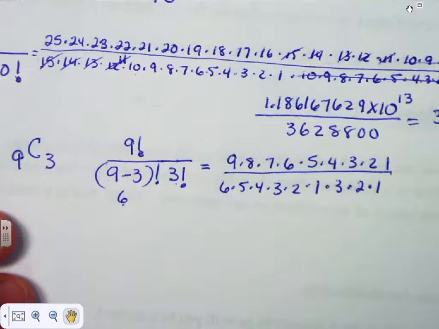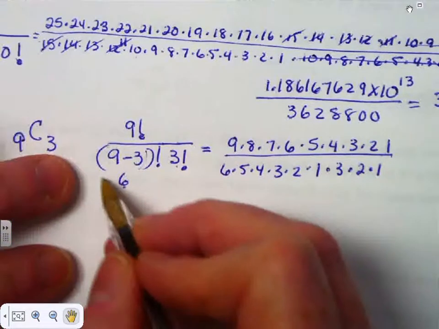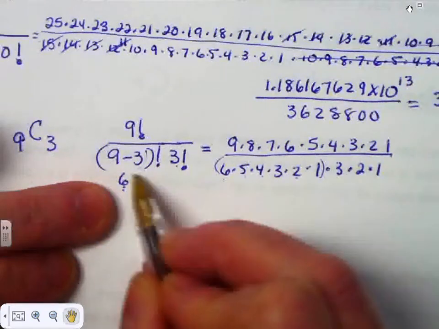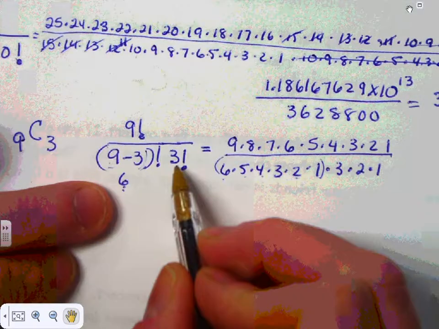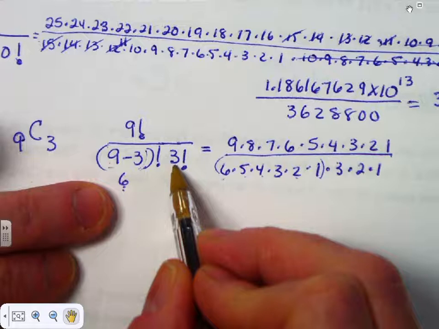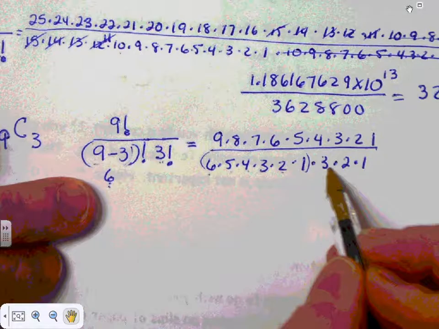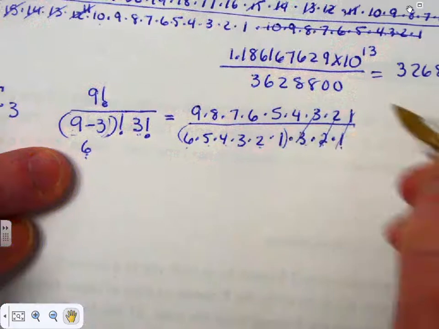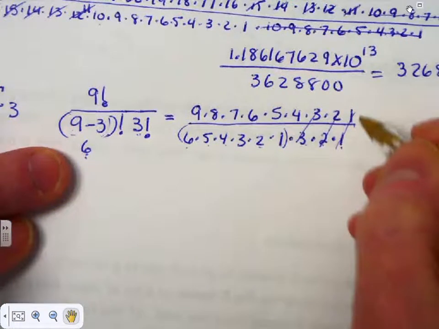Say it again. Okay. The 9 minus 3 is the 6. So 6, 5, 4, 3, 2, 1 represents the part that's in the parentheses. Then you have a 3 factorial, so it's got to go a 3, a 2, and a 1. Okay, now we're just going to cancel off things that match. The 3's, the 2's, the 3's. Okay, so 1, the 2, the 3 there.